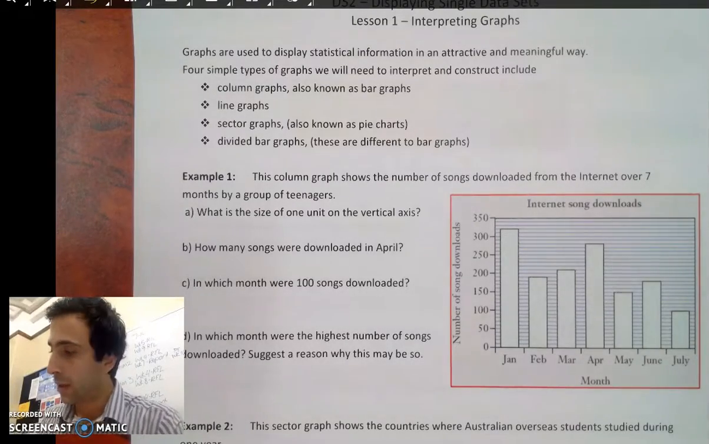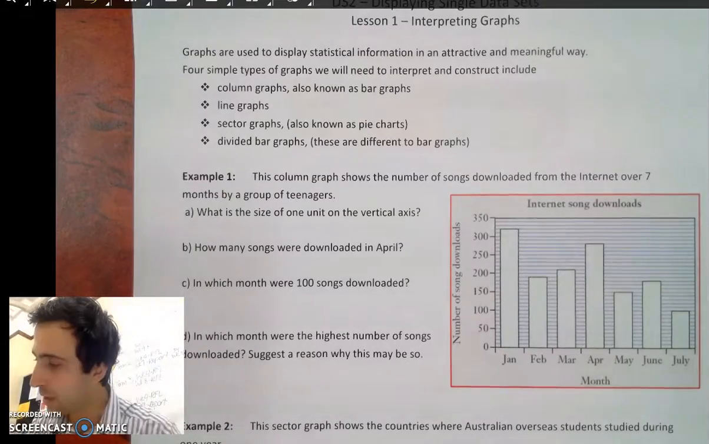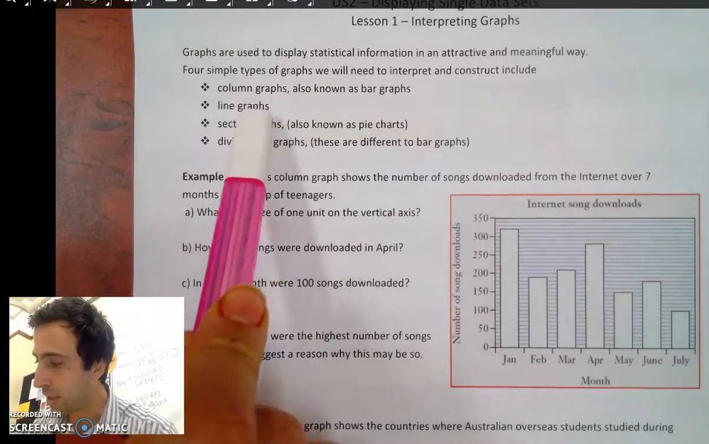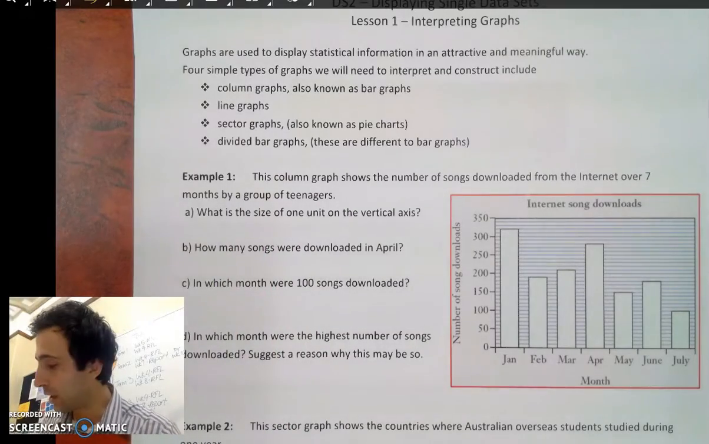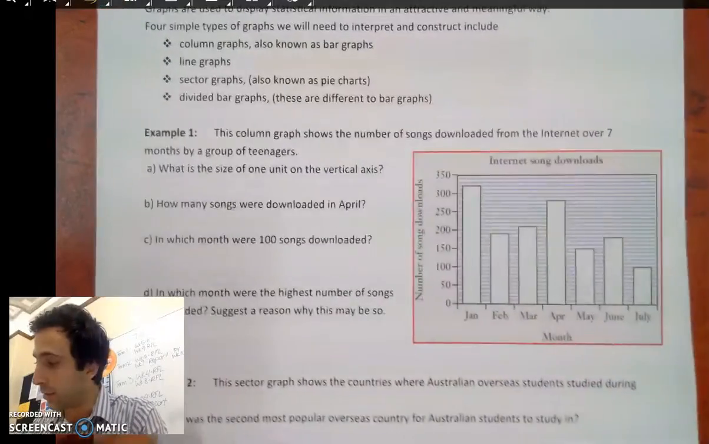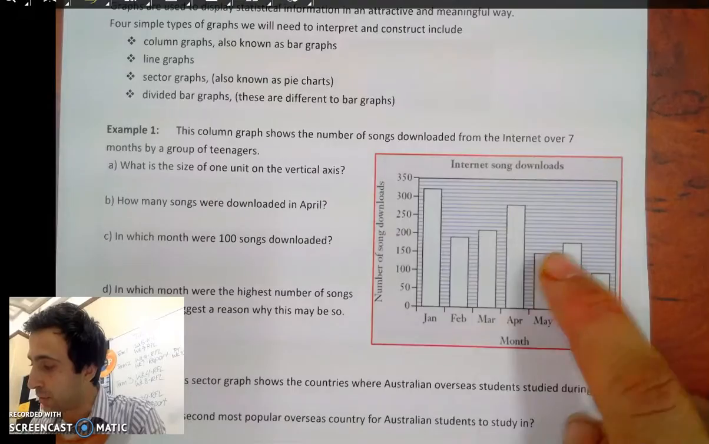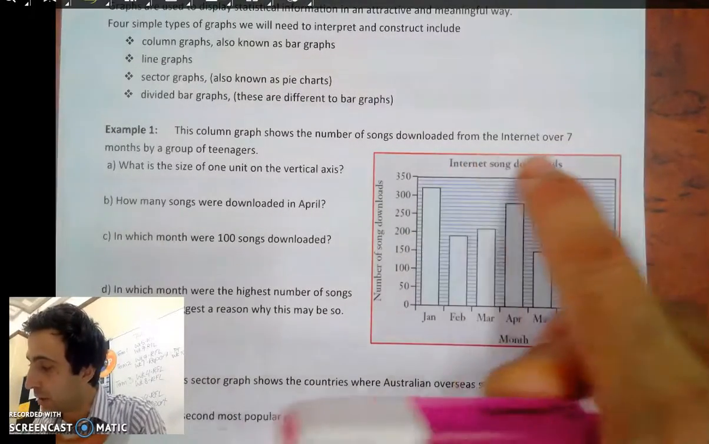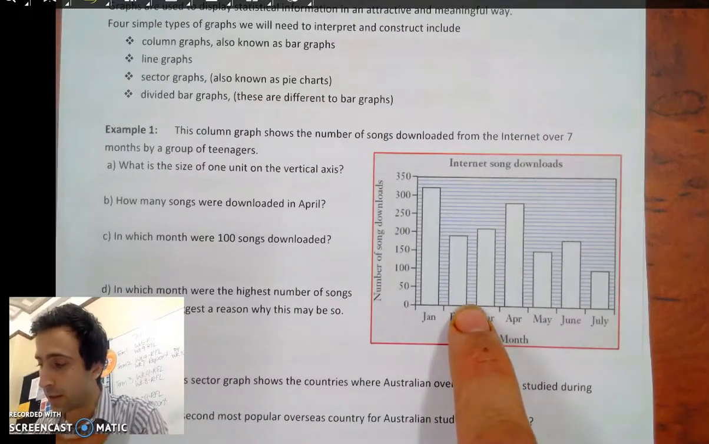So the first thing, what are the different types of graphs we're going to be dealing with? Primarily, here we see column graphs, line graphs, sector graphs or pie charts, and divided bar graphs. Now, if we have a look at a bit of an example of these, a column graph is this one here that we're seeing. A whole bunch of columns going up. There's a title at the top, and there's usually time or something on the x-axis and something on the y-axis.